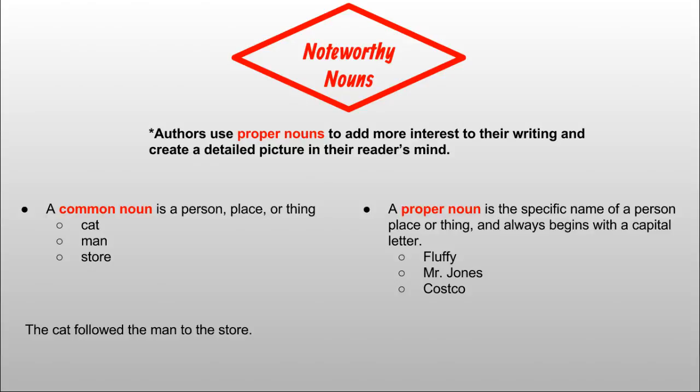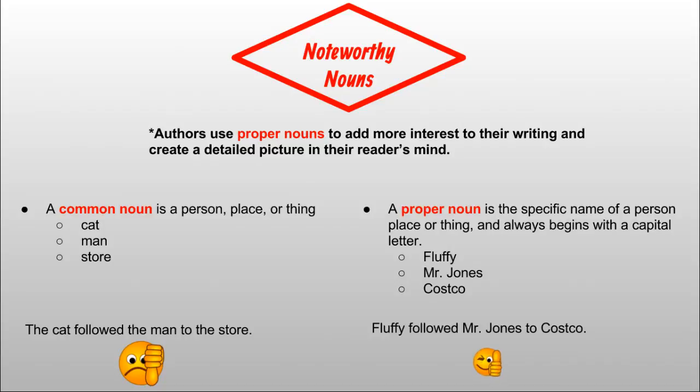If we were to write a sentence using the 3 proper nouns that we have up here, we might write, Fluffy followed Mr. Jones to Costco. Now that sentence is more detailed, and we can get a clearer picture of Fluffy the cat following Mr. Jones to Costco. So we want to avoid using just common nouns and making boring sentences using just common nouns.